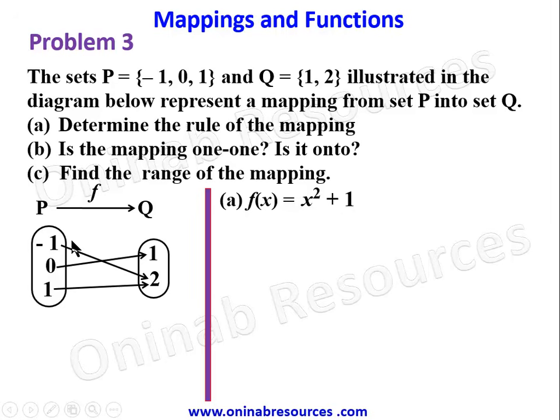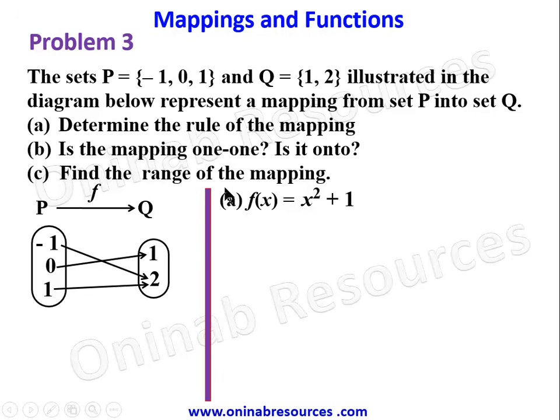So (-1) squared gives 1, plus 1 will give us a 2. 1 squared gives 1, plus 1 will give 2. 0 squared gives 0, plus 1 will give us a 1. So that is the rule of the mapping.